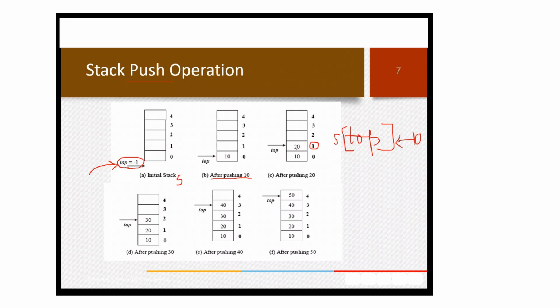OK, so next 30, same thing, increment top and so on. Now after this, because now the stack is full, if you try to increment, we should not allow any element to be pushed. So we have to check for what is known as the overflow condition.